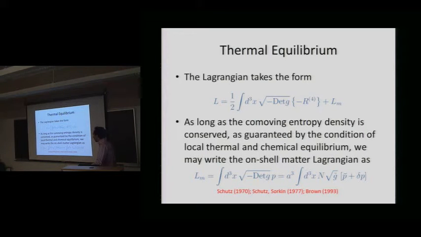Luckily, whenever the comoving entropy density is conserved, we can write the on-shell matter Lagrangian simply as the pressure. This is the same pressure that would appear in the perfect fluid form of the stress energy density. Now, the comoving entropy density is conserved in local thermal equilibrium, and so we're allowed to use this for the value of the Lagrangian in this particular case.